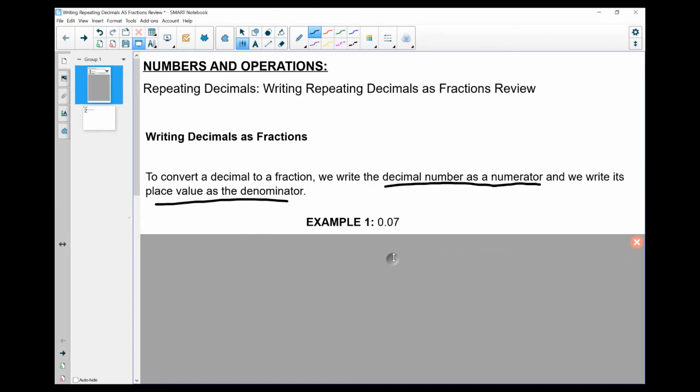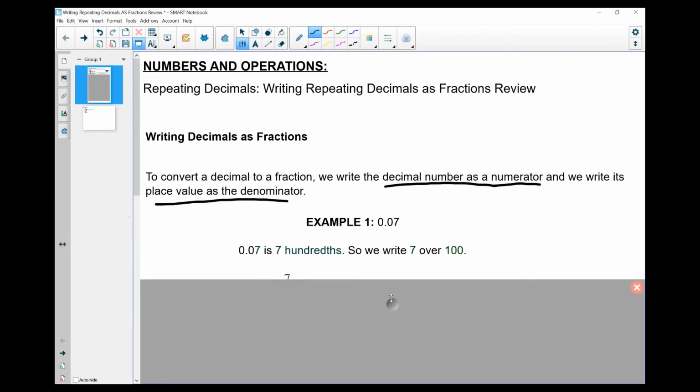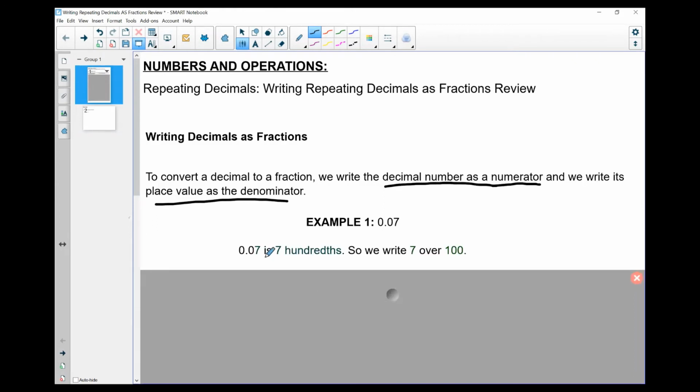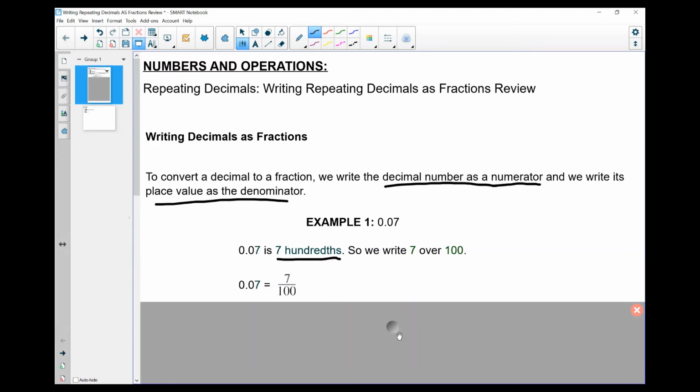So moving on, here's an example I have, 0.07. So we know that 0.07, it's 700s, correct? Because this is your 1. If we do place value, your 1s, 10s, 100s, it will be written as 7/100, like this. I have it right here, which is very easy, very easy.